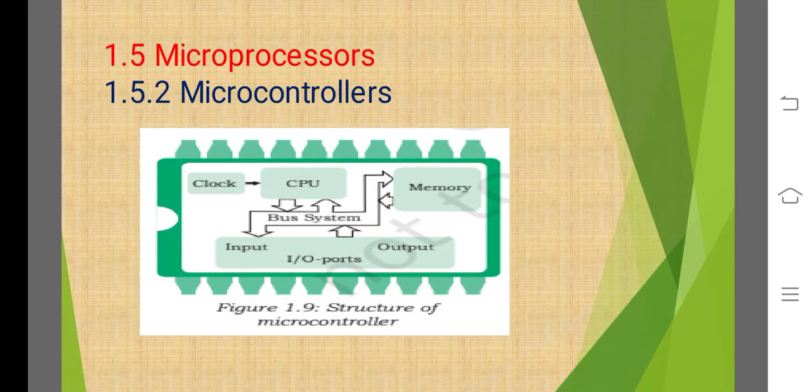Now next is microcontrollers. How does it control? A microcontroller is a small computing device which has a CPU along with a fixed amount of RAM, ROM and other peripheral devices. Microcontroller means this structure. See here in this structure: input, bus system, memory, output unit, CPU, clock, everything is mentioned. This is the structure of a microcontroller.